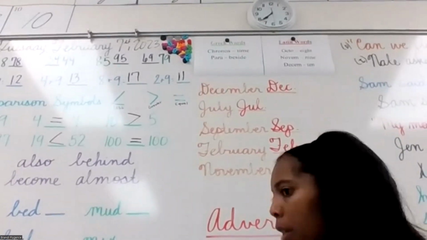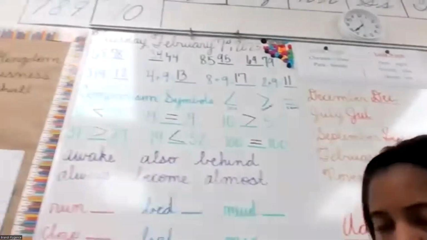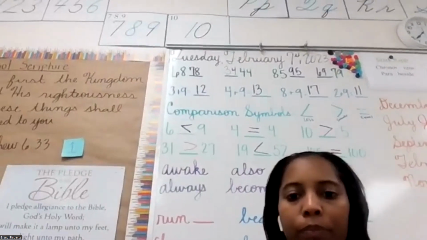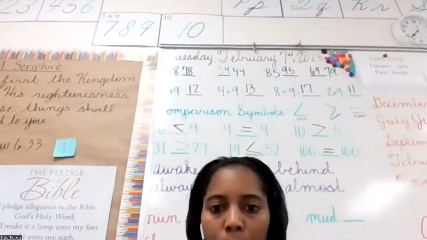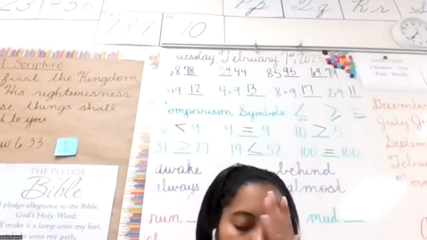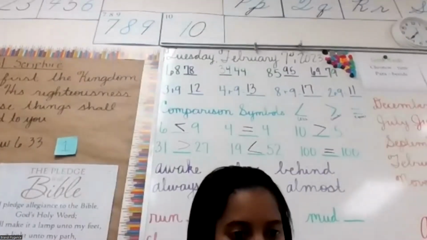All right, let's go ahead and move on to our phonics lesson. David, chart 11. Braylee, you can do 12.